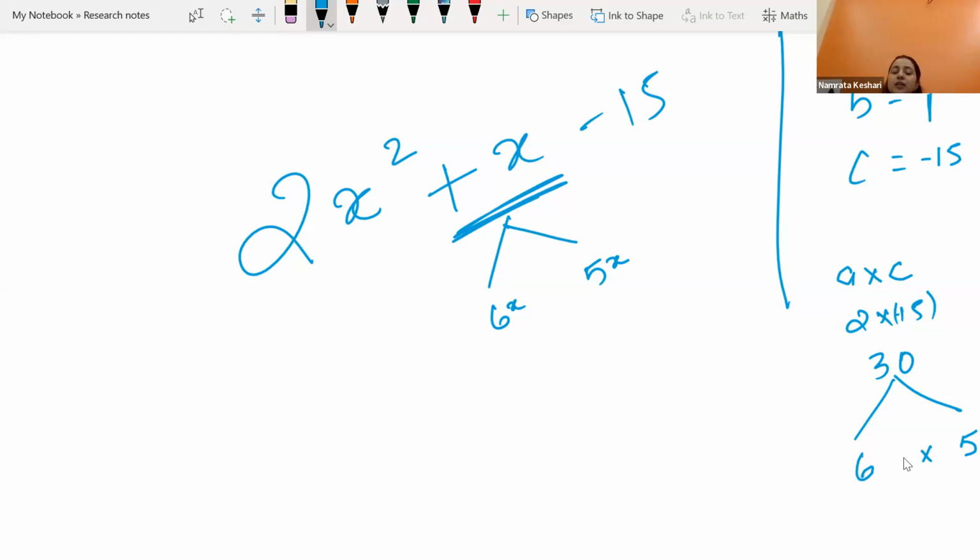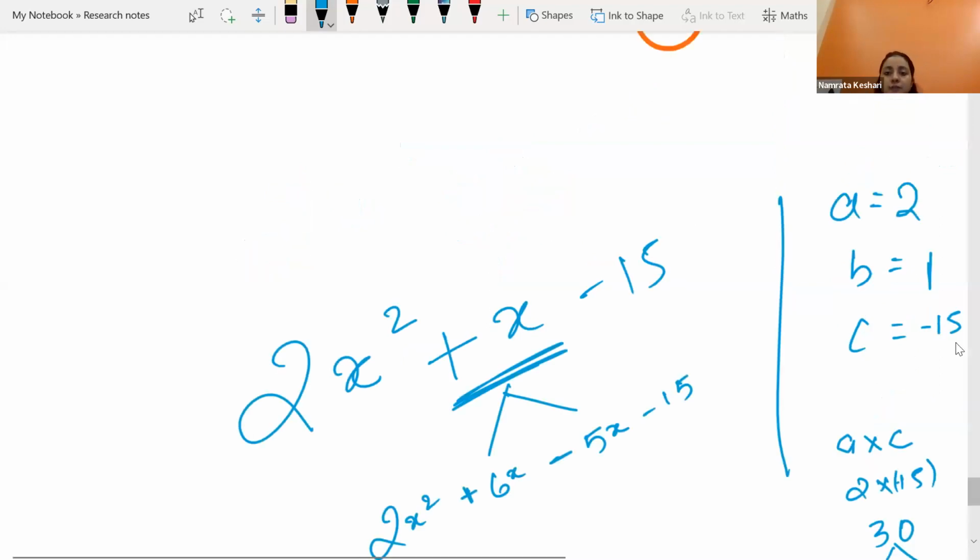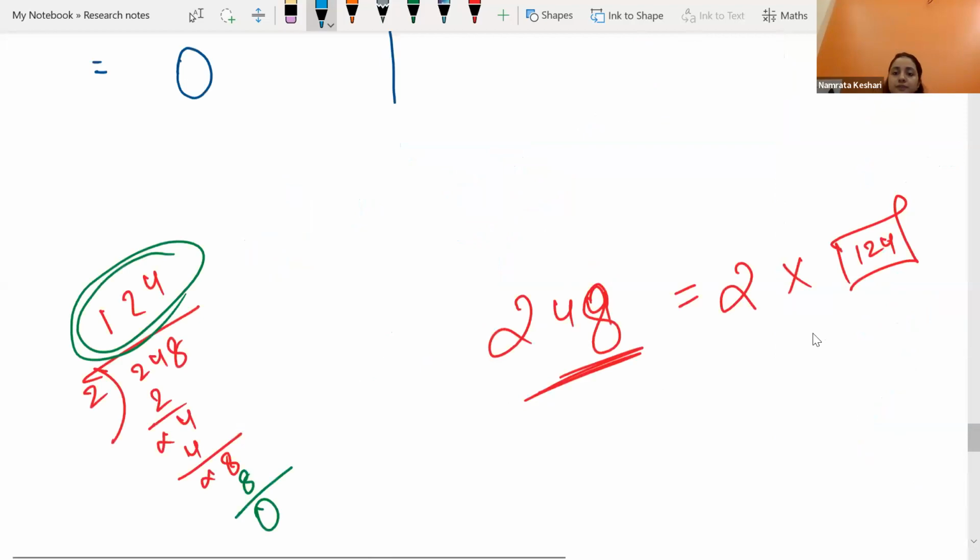So are you understanding which one will be positive and which one will be negative? Both positive, both negative? Please tell me. Ma'am, 6x will be positive and 5x will be negative. Okay. So we got 2x squared plus 6x minus 5x minus 15. Let's write it over here.